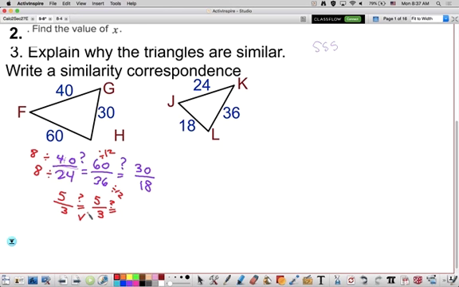Biggest number that goes into both of those? 6. 6 goes into 30 five times. 6 goes into 18 three times. You got it. Are they similar? Yes. The similarity ratio is 5 over 3. There you go. You guys got this. Look at that.